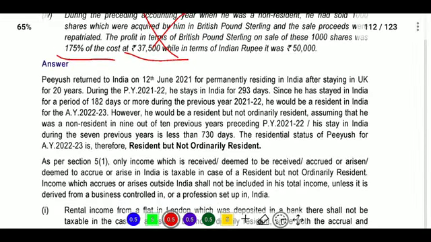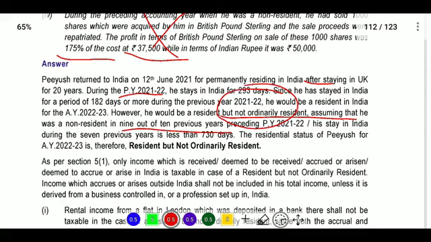P returned to India on 12th June 2021. That is previous year 21-22, after staying 20 years abroad. So he stayed in India for 293 days. Since he has stayed in India for a period of 182 days or more during the previous year 21-22, he would be resident in India for the assessment year 22-23. However, he would be resident but not ordinarily resident, assuming that he was non-resident in 9 out of 10 years.